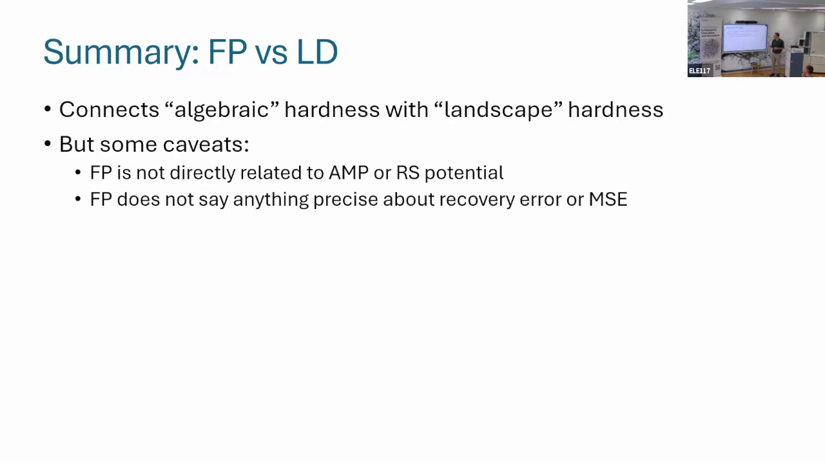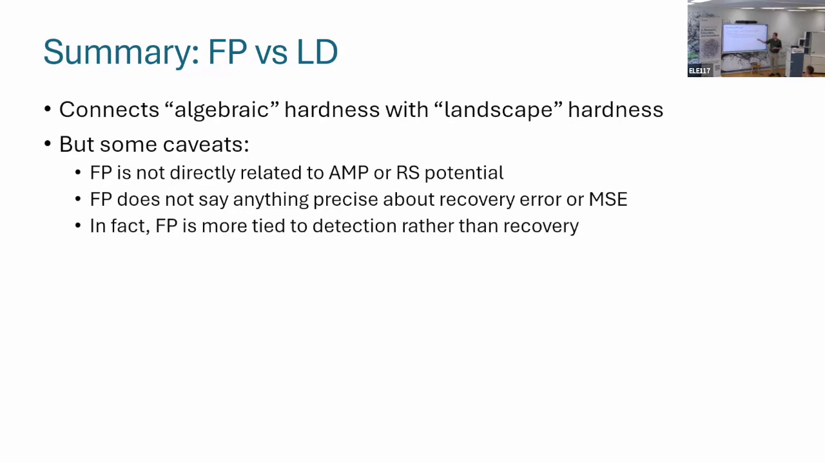And that is for a good reason, because the curves associated with the AMP are really about the recovery problem, whereas this Franz-Parisi does not necessarily say something about recovery or mean squared error, because remember, the Franz-Parisi is more tied to the detection problem. It's tied to the chi-squared and the distinguishing, which is a different question from recovery. So for that reason, you maybe should not even expect the two to be related.